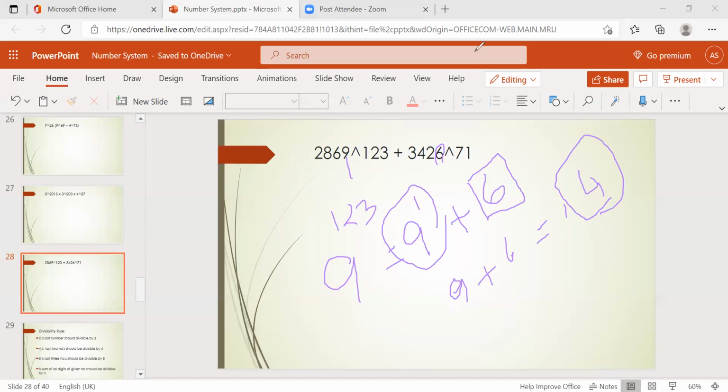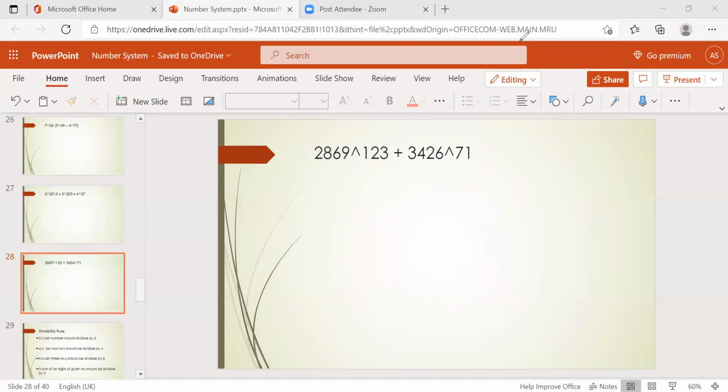Okay. So today we are going to end this concept, that's power cycle. We discussed what a power cycle is and how to solve problems based on the power cycle of the numbers, everything, right?